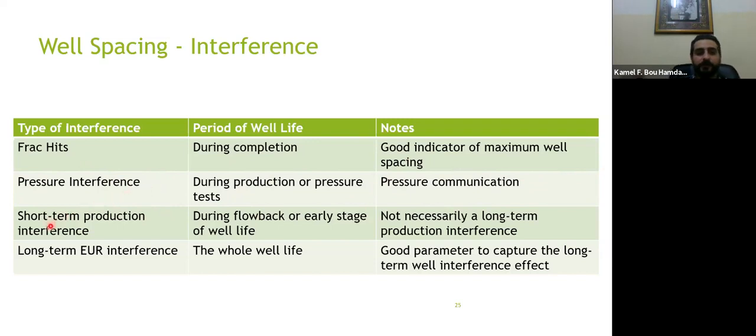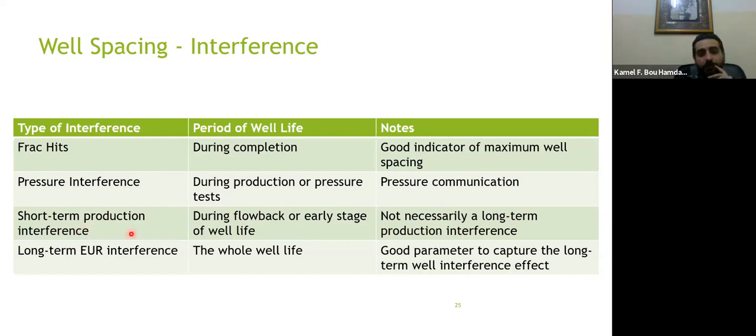The third thing is the short-term production interference. In this case, we are looking at the early stage of the well life. Let's say we have just produced our fluids in the flowback period. We have this kind of interference, but it might not be a long-term production interference. Therefore, it is fine. We don't really mind having this kind of interference.